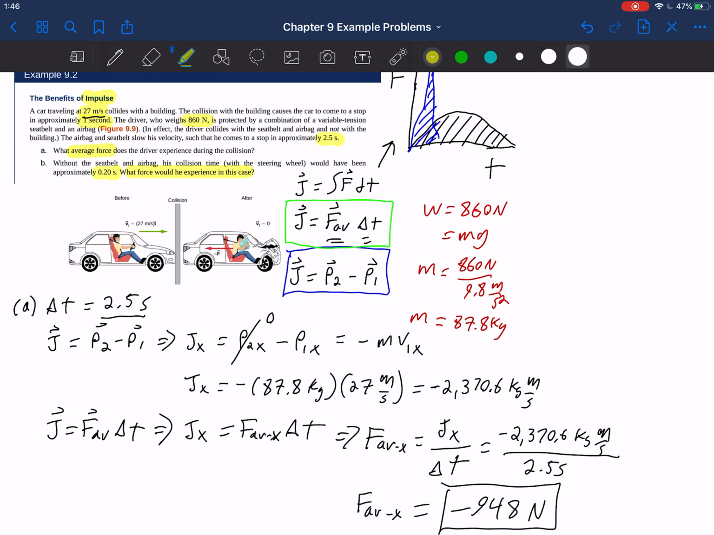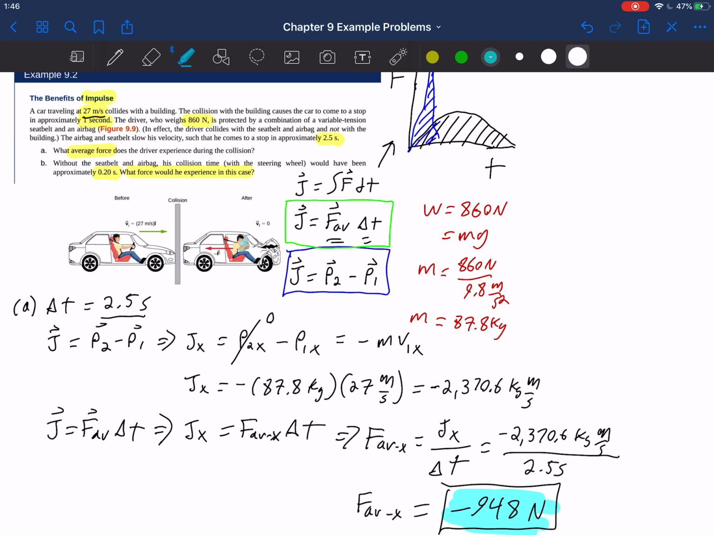Okay, so that's our answer. Let me just highlight that for us so I can point it out later. So our answer for part A is negative 948 newtons. So that's a pretty large force. It's more than this person's weight, but it's just 1.1 times the person's weight. It's just a little bit more than the person's weight. So it's a big force, but the person's going to live, right? So luckily we have airbags and seatbelts.